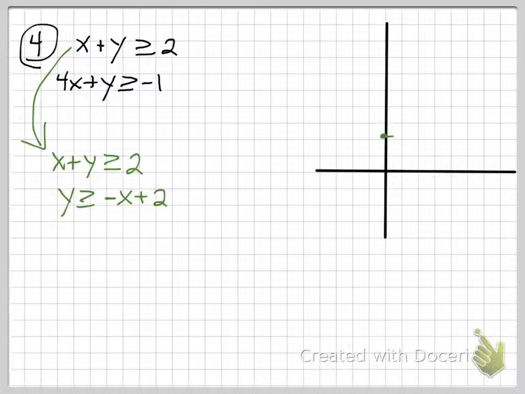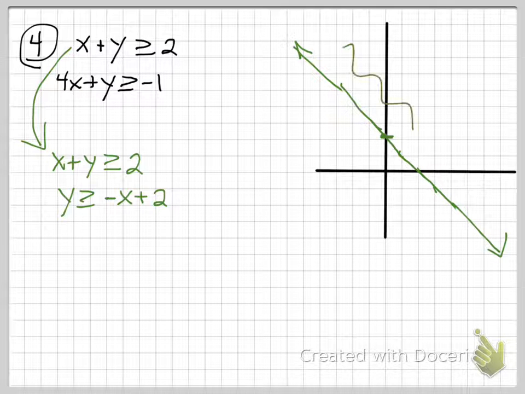B is 2. That's the constant. And then my slope is negative 1. So it's going to be down 1 over 1. So we're going to draw in a nice straight line. Not doing so good on the straight lines today. Okay? And then which way do we shade? We're shading greater than, so that's going to be above the line.